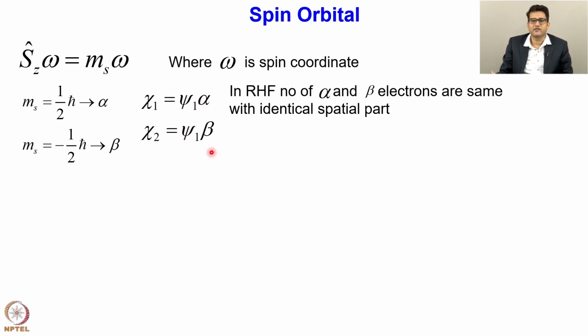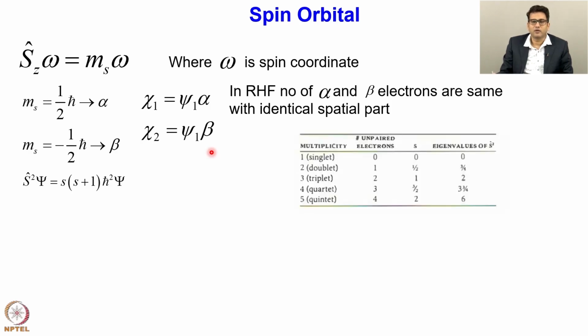In the case of restricted Hartree-Fock, the numbers of alpha and beta electrons are the same, with identical spatial parts. The other thing one is interested in, in the case of a molecular wave function, is to check that it is an eigenfunction of the S square operator, which gives you an eigenvalue S into S plus 1 h cross square. Depending upon this, we get to the multiplicity of the system. Remember, multiplicity is 2S plus 1.